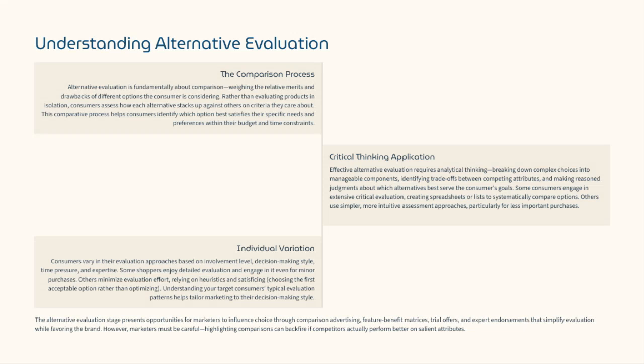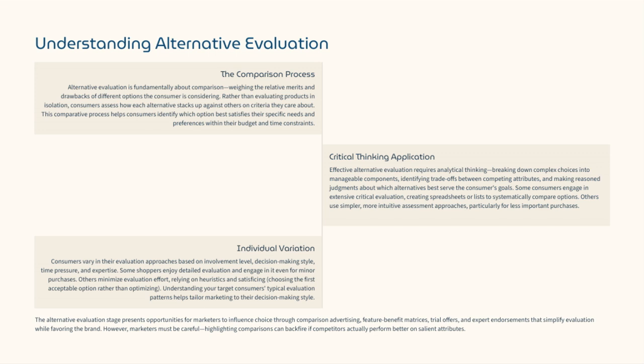Now, let's talk about the alternative evaluation stage. This is a crucial point where marketers have a real opportunity to influence consumer choice. They can do this through comparison advertising, feature benefit matrices, trial offers, and expert endorsements. These tactics can help simplify the evaluation process and tilt it in favor of their brand. However, it's important to be cautious. Highlighting comparisons can sometimes backfire if competitors perform better on key attributes that matter to consumers.